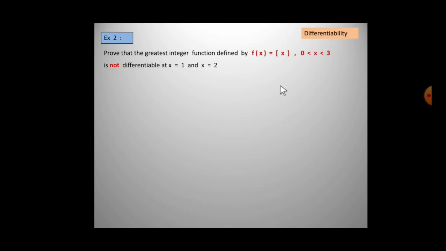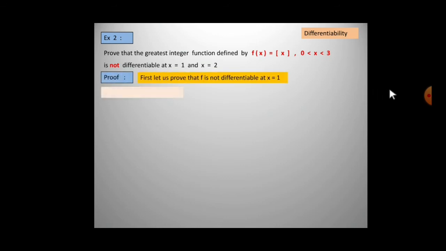In the previous example you learned how to prove that it is not differentiable at a given point. Like that, 2 times you have to do it. One is at the point 1, another is at the point 2. Okay, now let me prove that the function is not differentiable at x = 1.